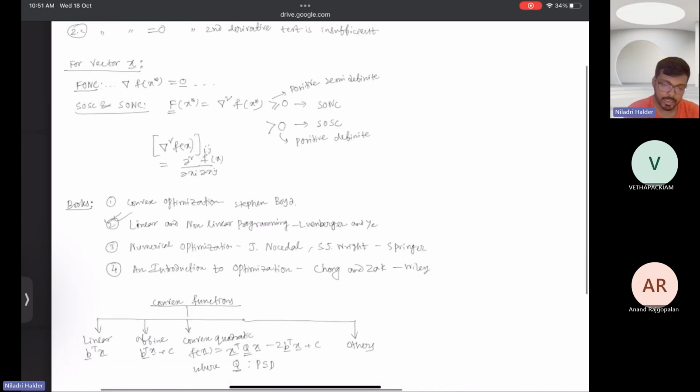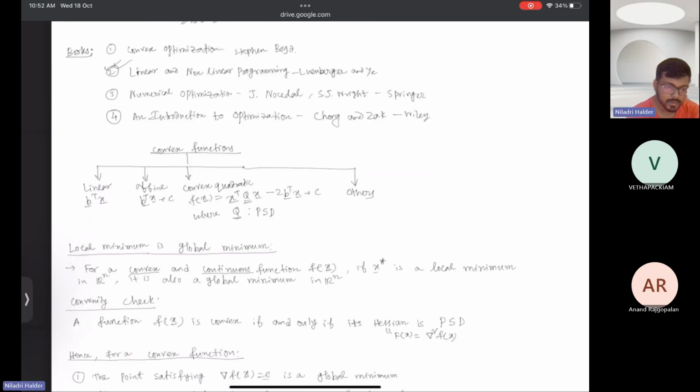For the vector case, everything is the same, but the double derivative will be replaced by the Hessian. Same for the convexity check: the double derivative will be replaced by the Hessian. For the first order and second order necessary conditions, the double derivatives will also be replaced by the Hessian. And then the convex optimization problem. These are the reference books.